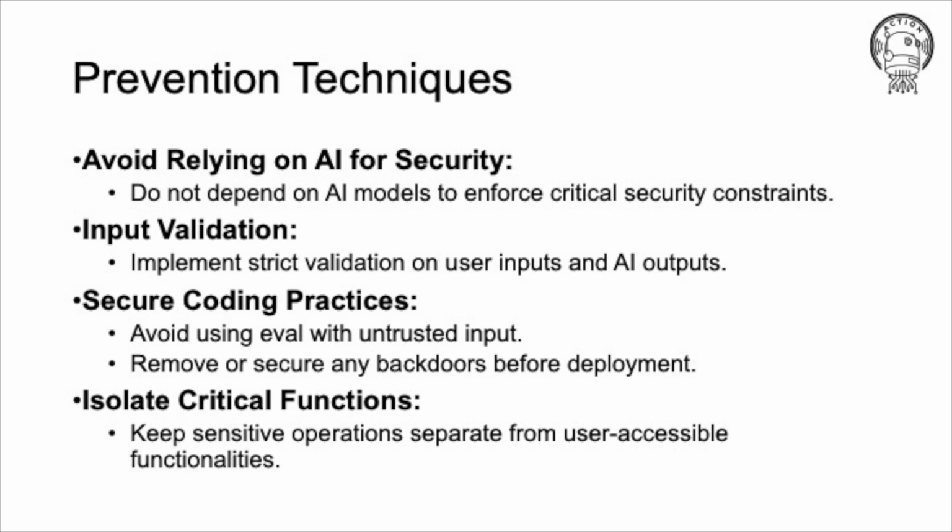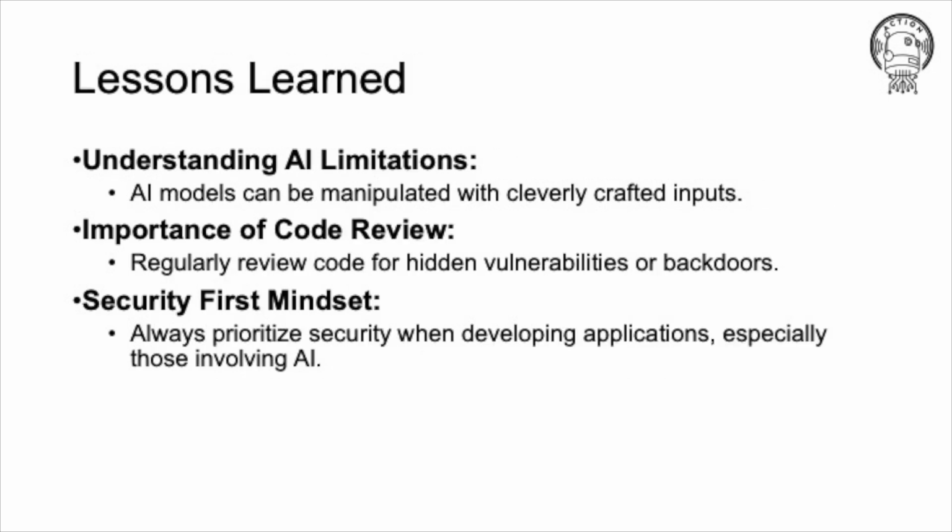Adopting secure coding practices is essential. We should avoid using functions like eval with untrusted input, as it can lead to code execution vulnerabilities. Additionally, any backdoors or debugging code should be removed before deploying applications to production environments. Lastly, we should isolate sensitive functions. Critical operations, such as reading files or accessing sensitive data, should be kept separate from user-accessible features. Proper access controls and permissions should be in place to prevent unauthorized access.